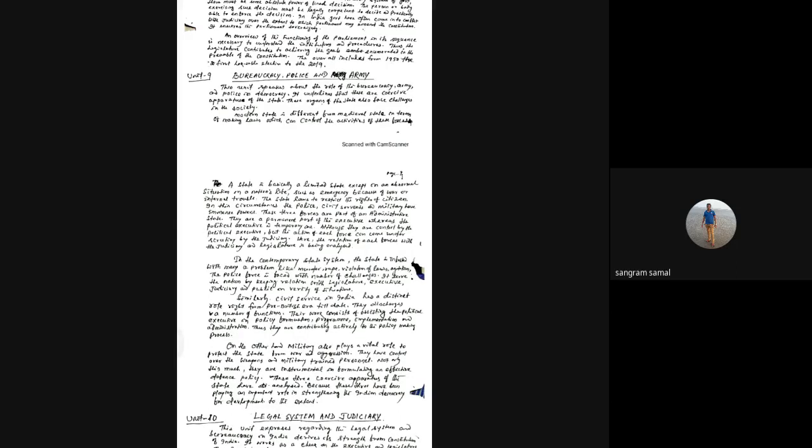A modern state is basically a limited state, except in an abnormal situation in a nation's life, such as an emergency. When an emergency happens, that is abnormal, and it needs a coercive regime.